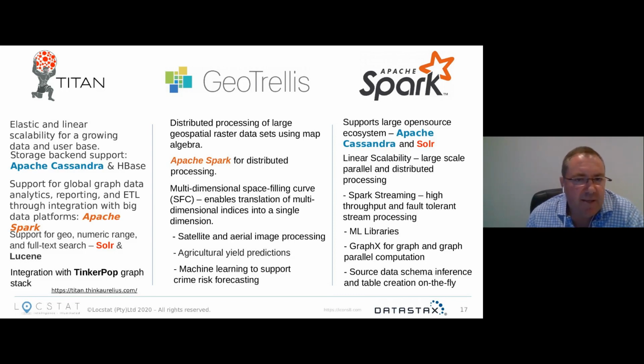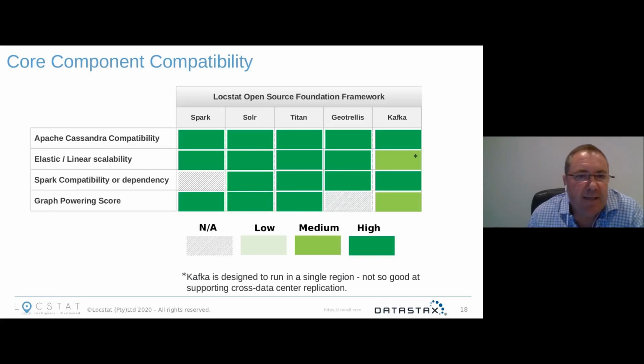So that's why I've highlighted it out specifically to show those commonalities. And of course, why we selected Spark was the Spark streaming capability, also the linear scalability, the ML libraries, but importantly also that GraphX component for graph computation. And of course, importantly, the ability to source a data schema where you can use source data schema inference and create tables on the fly. That's a very powerful capability of Spark, and that is a reason why we selected that.